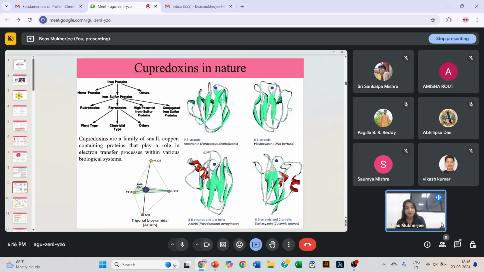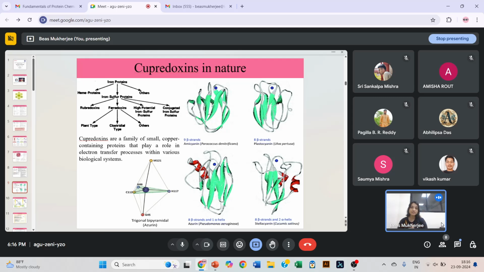Okay, we'll have a look at those soon. So there are different classes. There is rubredoxin, and there is ferredoxin. Ferredoxin is found in plants. Ferredoxin is found in bacteria as well. Okay. So now there are cupredoxin proteins. Cupredoxin is a small family of copper-containing proteins that play a very important role in the electron transport chain.